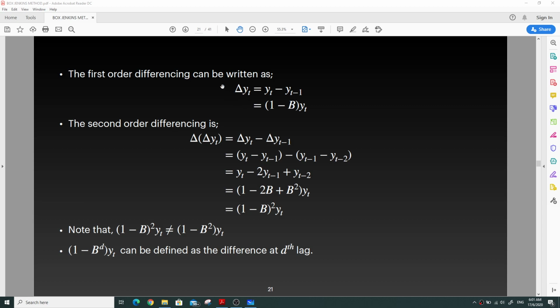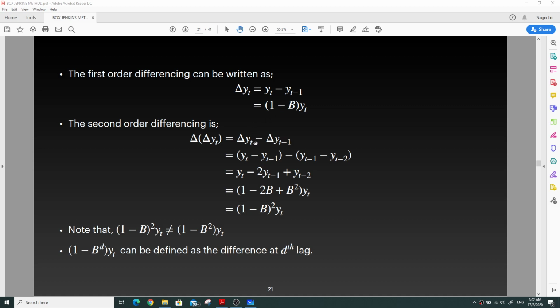Let's take a look at the first order differencing of data Yt, whereby Yt minus Yt minus 1. Since we know Yt minus 1 is actually BYt, the way to write it is we can factorize: 1 minus B, Yt. So this is the way, that's why we use this backward shift operator.